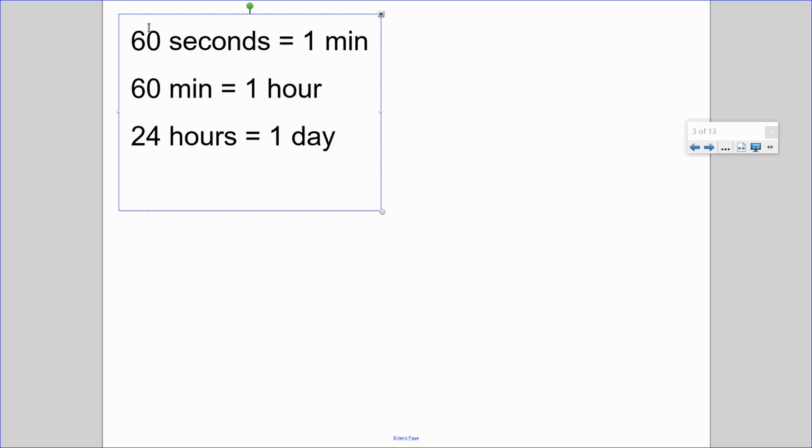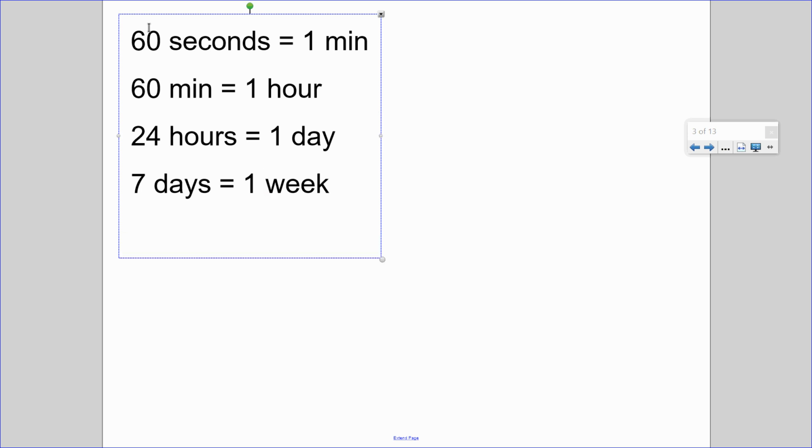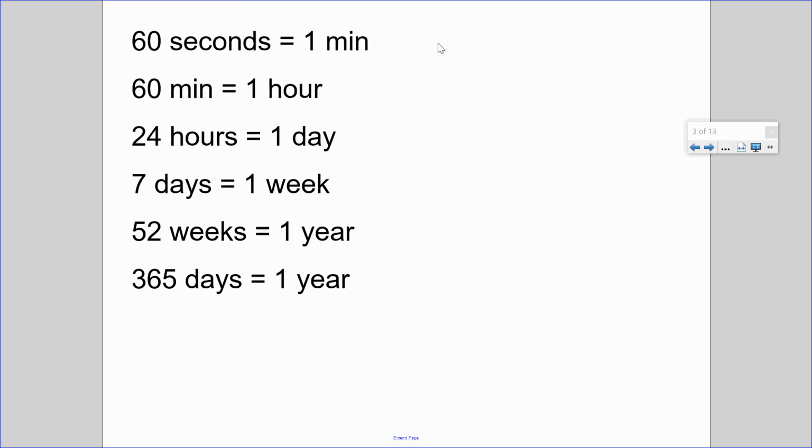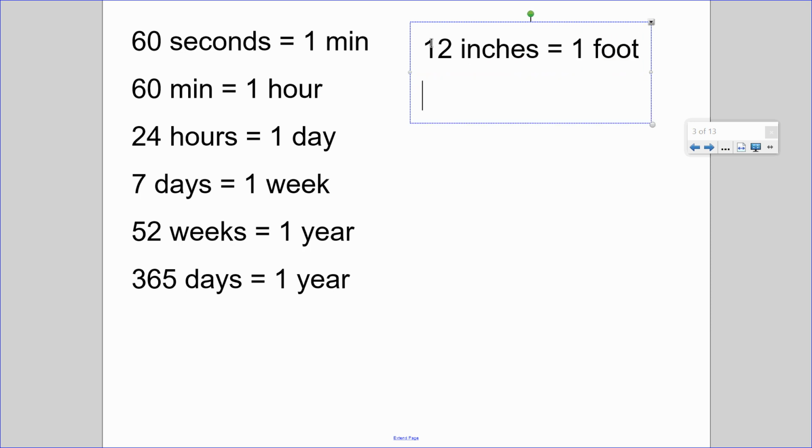You're expected to know there are 7 days in 1 week. You're expected to know there are 52 weeks in 1 year. You're expected to know there are 365 days in 1 year. All right, so those are all the time ones. Those are all things you're expected to know. You're expected to know that there are 12 inches in 1 foot. You're expected to know there are 3 feet in 1 yard.